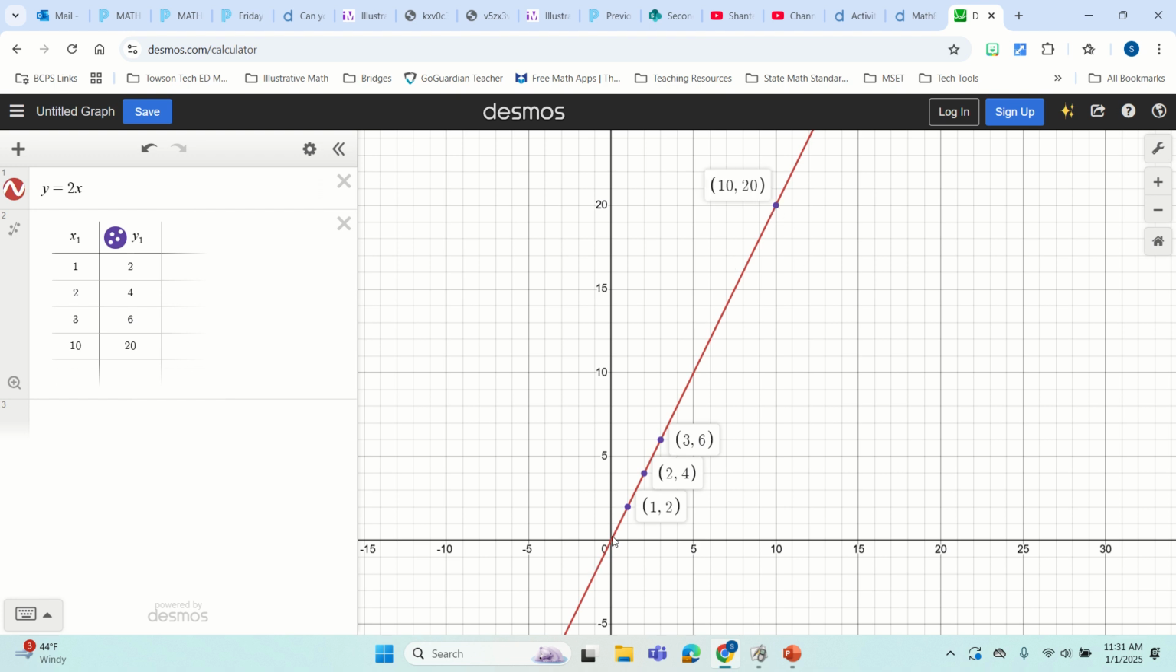Now notice this graph starts at 0, 0. That's because there's nothing at the end of my equation. There's no plus or minus. It's just y equals 2x. For every journal I buy, I'm going to pay $2. And the y represents the total cost. The x represents the number of journals.